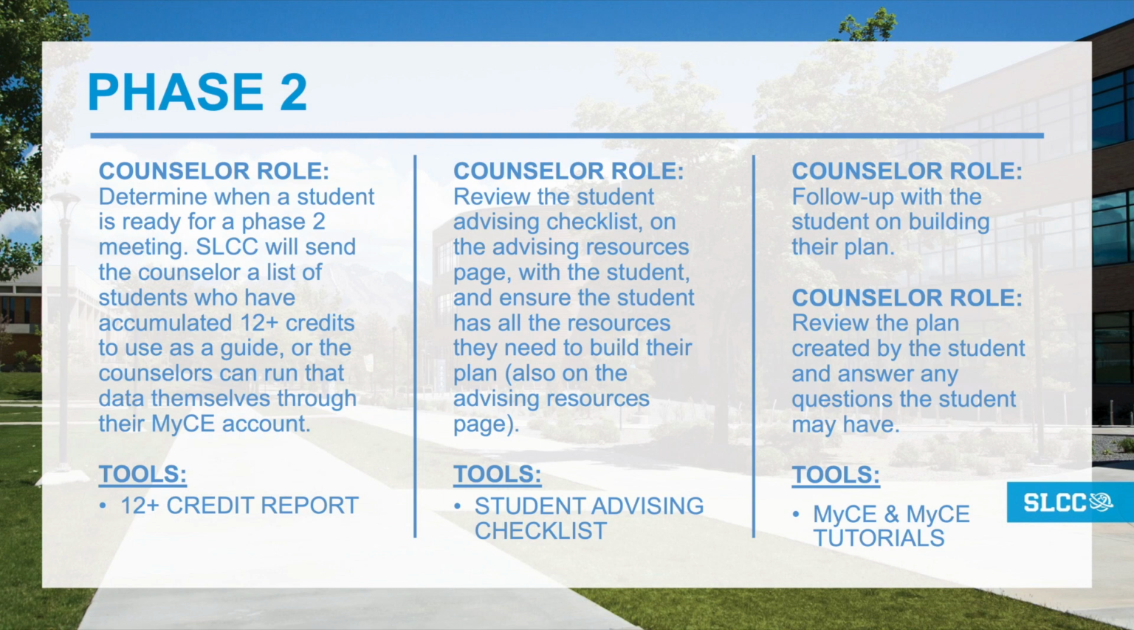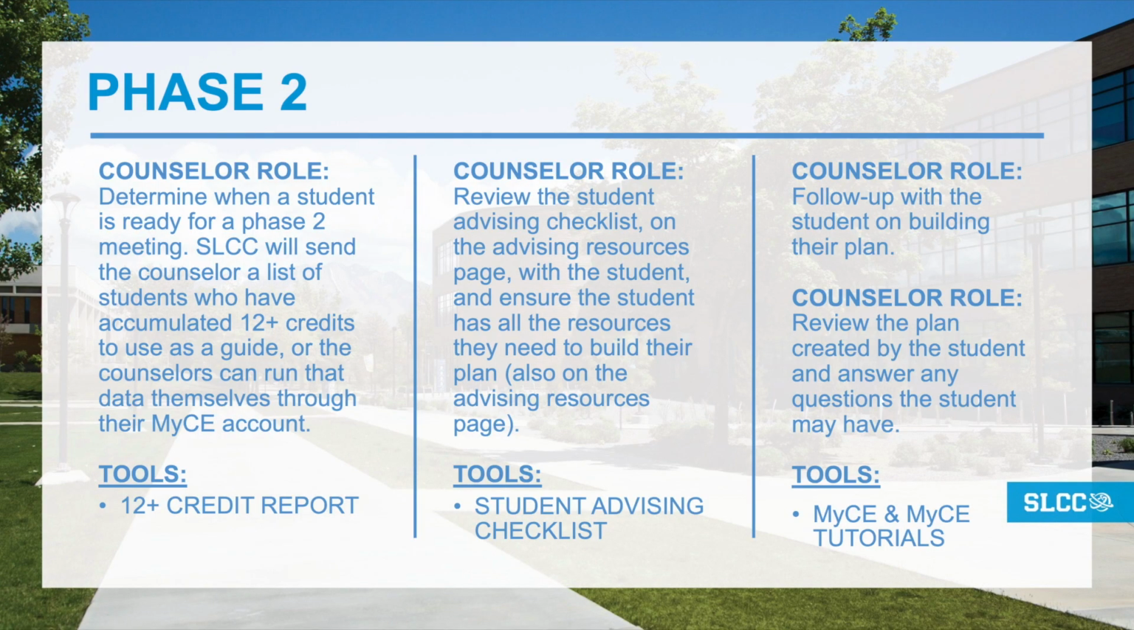Okay, so now let's talk a little bit about the counselor's roles and the SLCC concurrent enrollment advisor's roles in Phase 2. So the first role is that you as a counselor would determine when a student is ready for a Phase 2 meeting. So this can happen in a couple of ways. One, SLCC will send you, the counselor, a list of students who have accumulated 12 or more credits to use as a guide, or you as a counselor can run that data yourselves through your MyCE account. And in a second, I will show you how you can do that. And again, it is completely up to you to decide when you feel like a student is ready to move on to Phase 2 and build an academic plan.